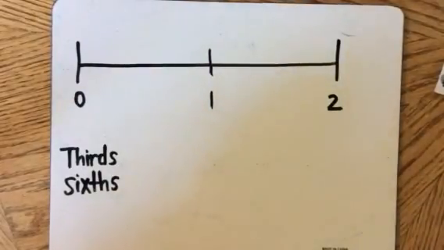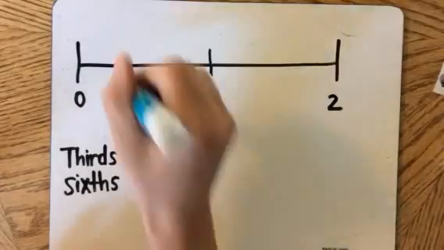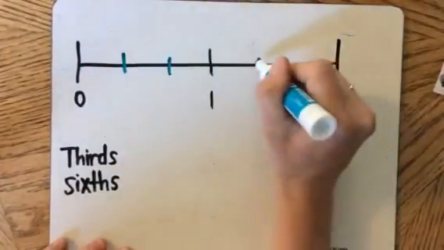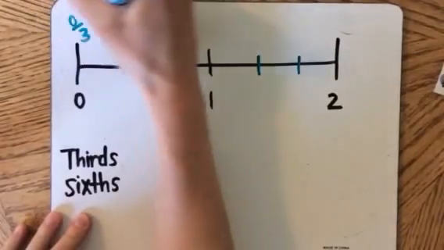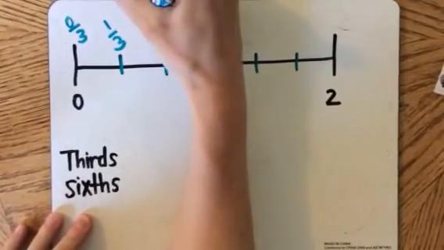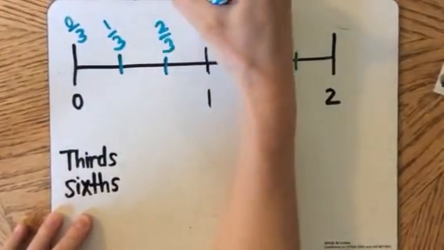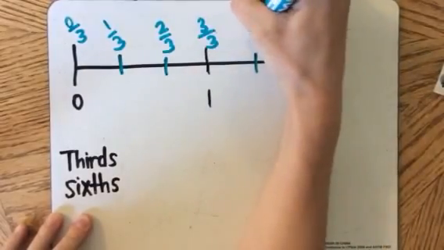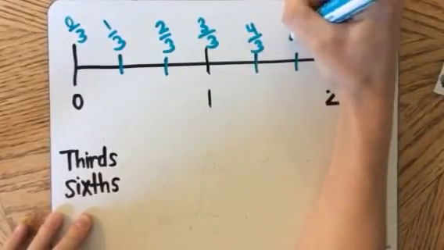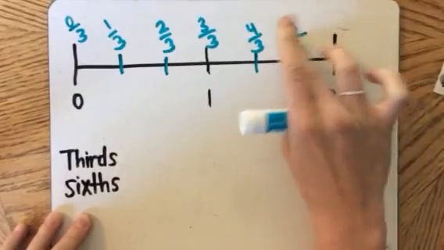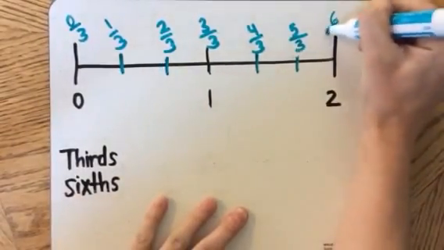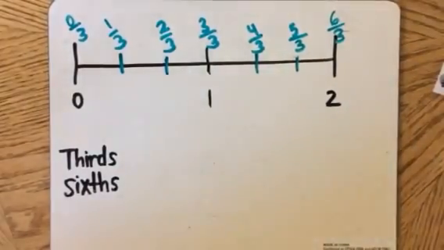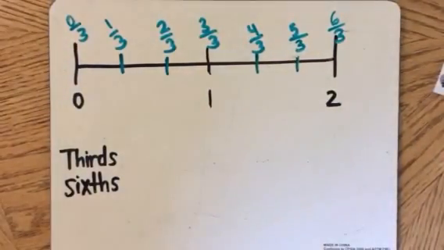So on the top, I'm going to start with my thirds. So we already partitioned, we know how to do this. And label them. 3/3, 4/3, 5/3. Oops, I'm already thinking about sixths. 6/3. Excellent.